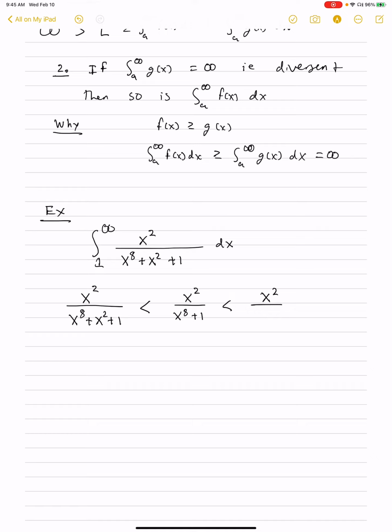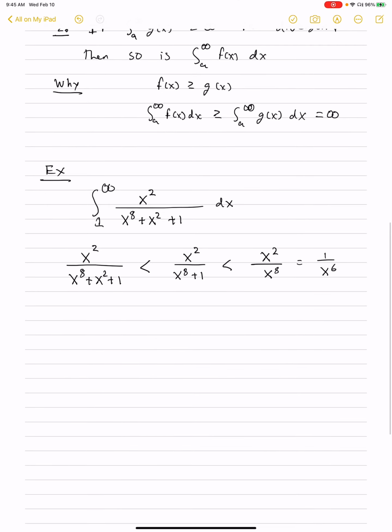Remember, for x bigger than 1, between 1 and infinity, this x squared is going to be bigger than 1. And so if I drop it, I have less stuff in the denominator, making this bigger. And then I'm just going to drop the 1. So this is going to be x to the 8th, and this will be 1 over x to the 6th.